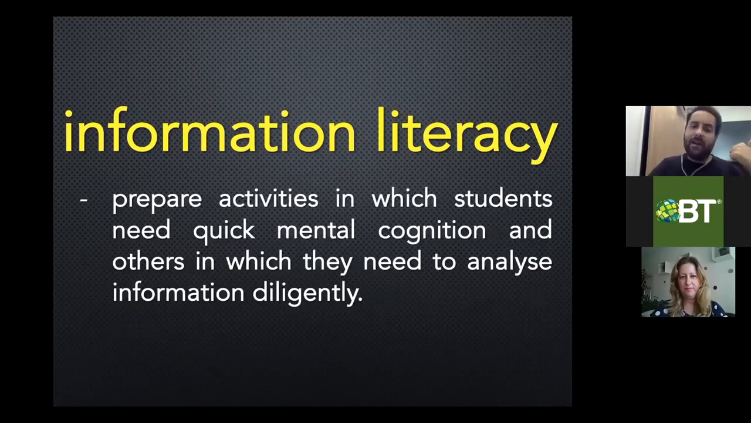We can prepare activities in which they use critical cognition, so they have to come up with answers and justifications on their toes without doing research. So critical power, as opposed to activities in which they would have to analyze information diligently and go to the internet to find things, or maybe talk to other teachers, where they have to assess the plausibility of information they find.